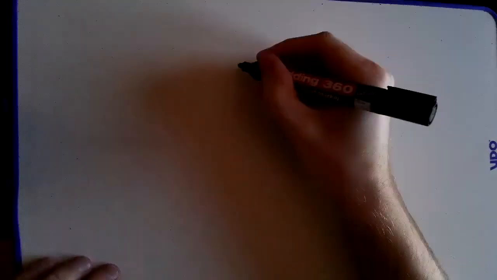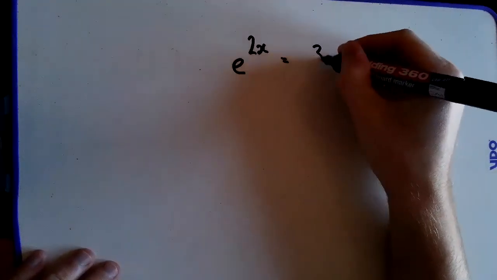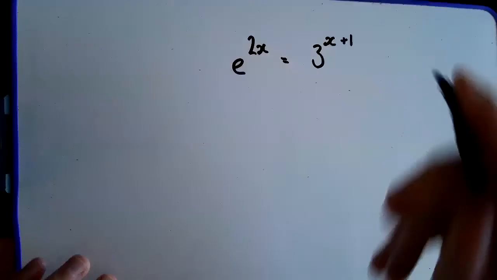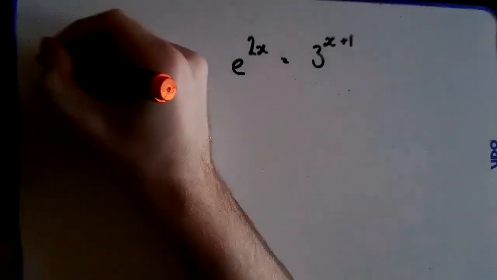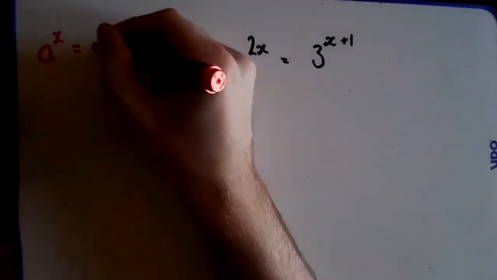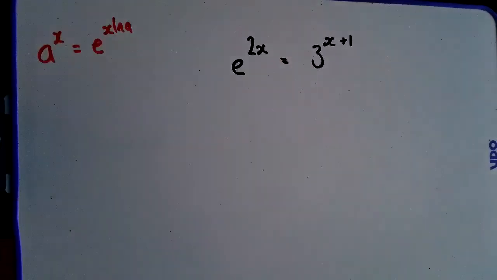Okay, so let's look at some exponential equations. So e to the 2x is equal to 3 to the x add 1. Well, remember we have this formula, a to the x equals e to the x ln a, so we can use a formula.